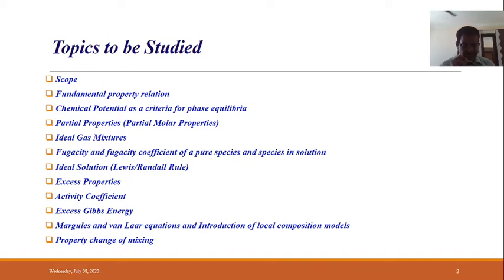But in homogeneous solution we have seen it is only a change in temperature and pressure. That effect we have seen on different thermodynamic properties. But here in solution thermodynamics, we have to see the change in composition also. So these are the different topics that will be studied.